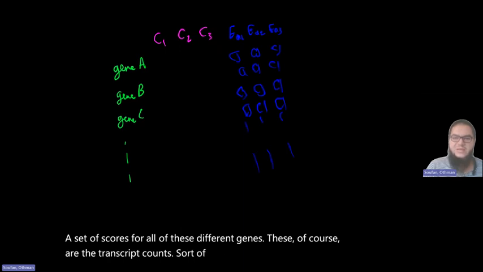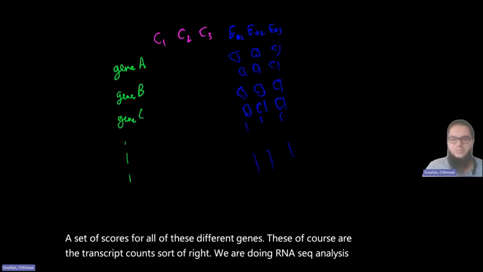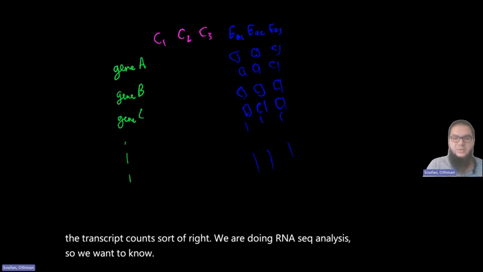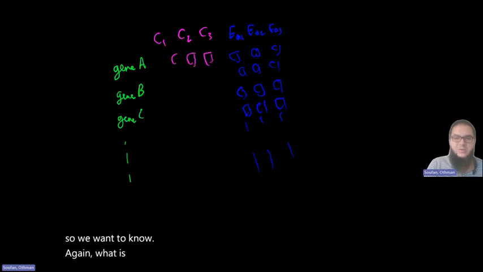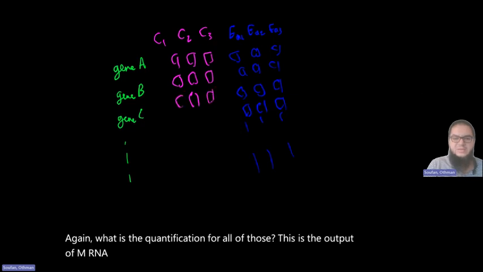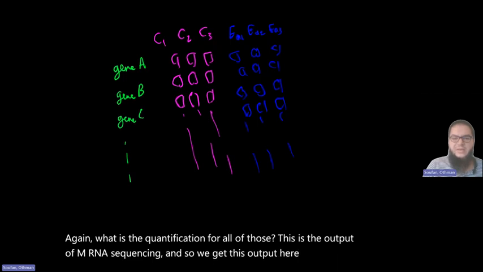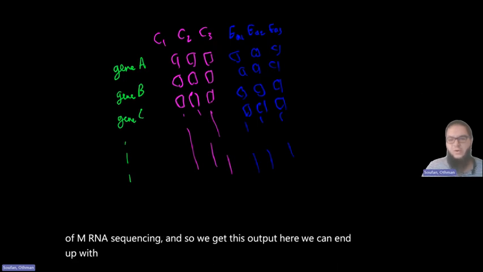These, of course, are the transcript counts, sort of, right? We're doing RNA-seq analysis. So we want to know, again, what is the quantification for all of those? This is the output of mRNA sequencing. And so we get this output here. We can end up with one more or many more types of exposure.